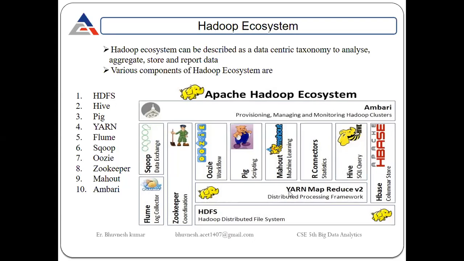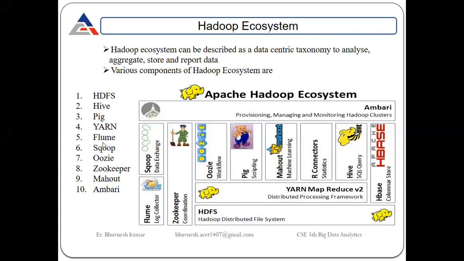Yarn full form is Yet Another Resource Negotiator, and there is MapReduce. This framework is used as your distributed processing framework. Then Pig is there. Pig is a scripting language used for analyzing your data.